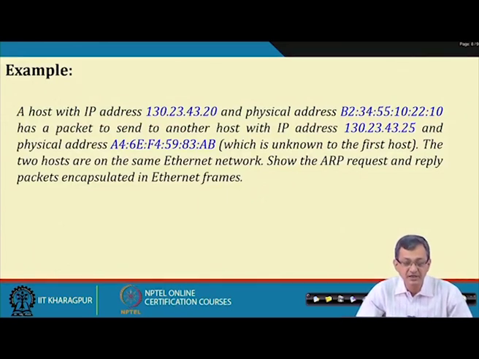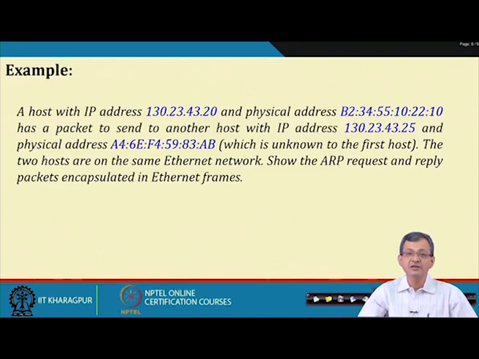Now, one example again from some literature: a host with IP address 130.234.3.20 and a physical address has a packet, or layer 2 frame, to send to another host with IP address so and so and physical address so and so.